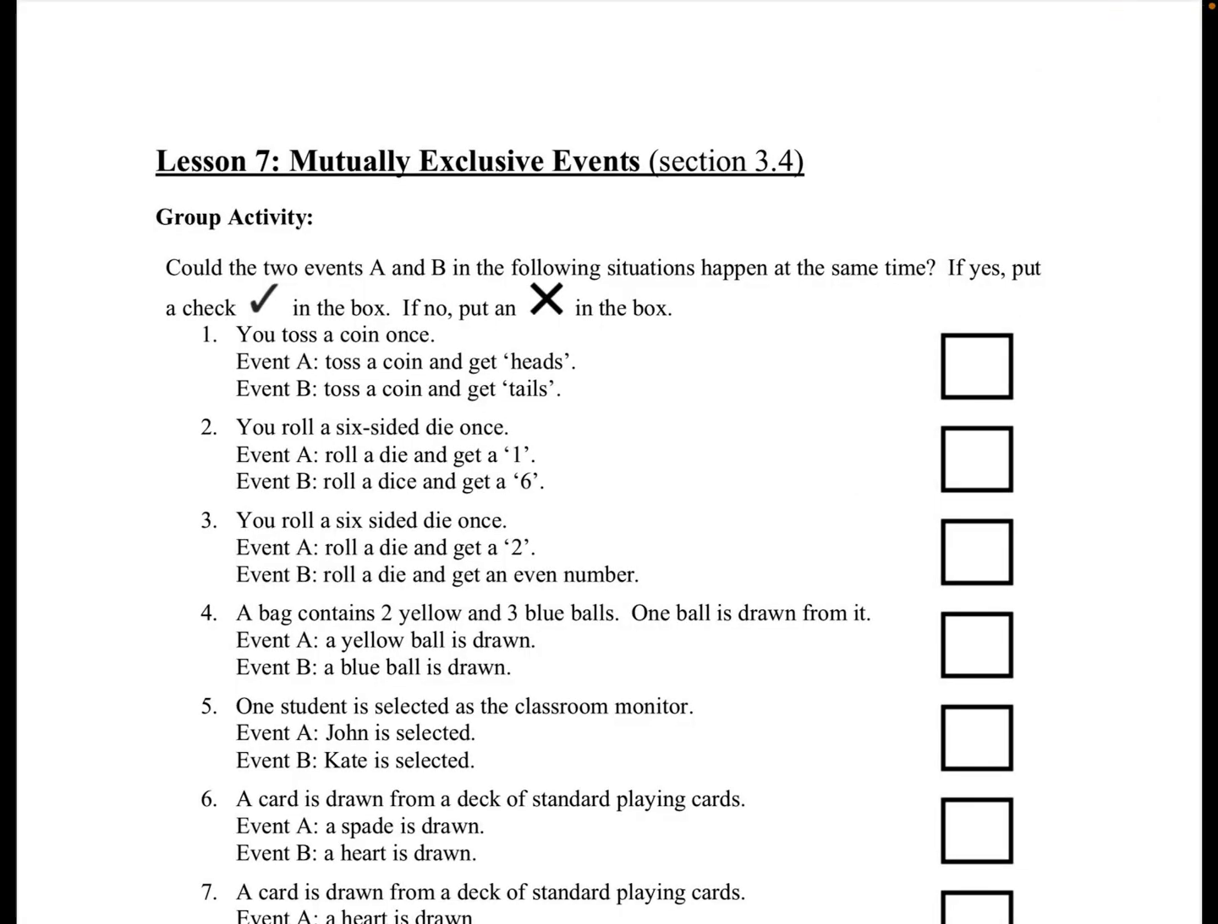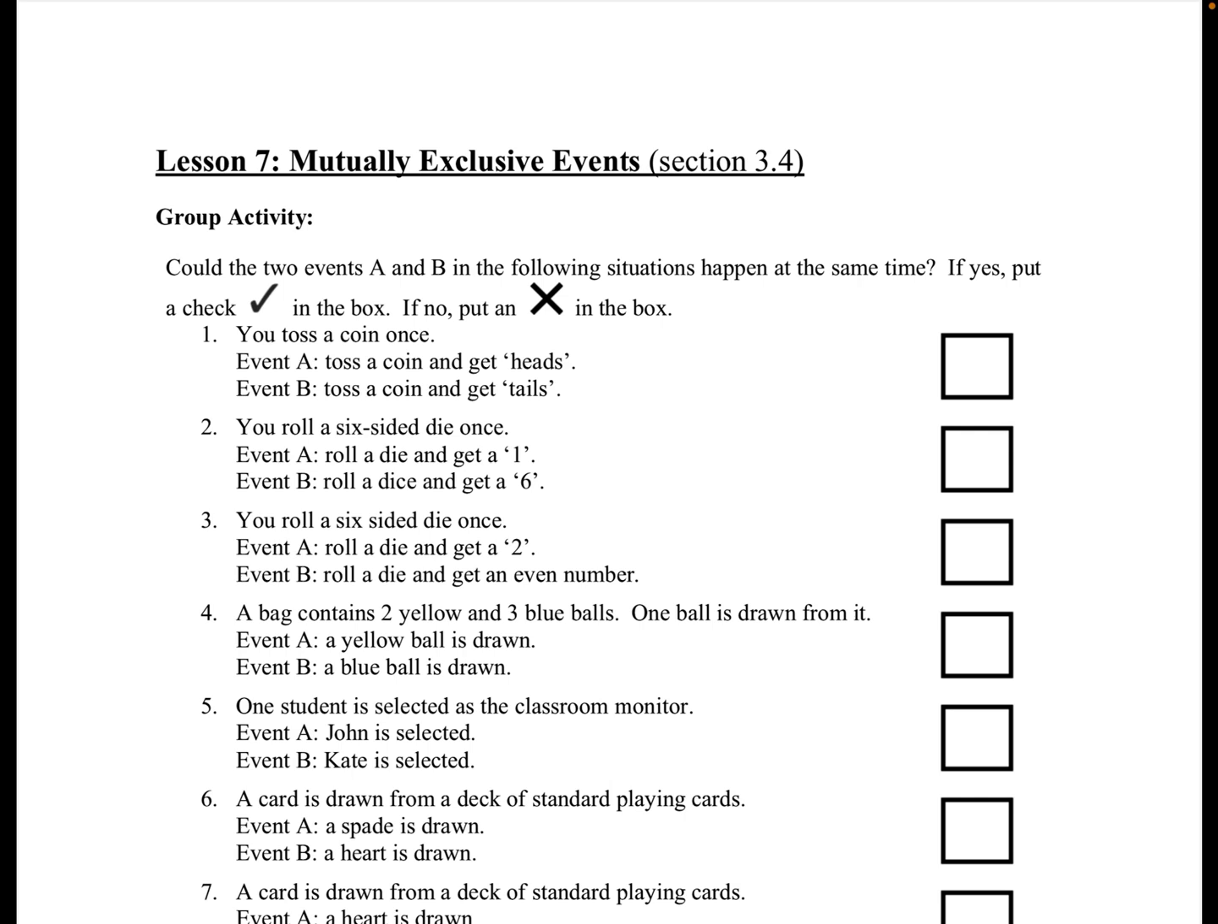All right, hello everybody. We're going to look at lesson 7 today, which talks about the probability of mutually versus non-mutually exclusive events. So we're going to talk in a minute about what that means to be mutually exclusive versus non-mutually exclusive. But before we do, we're just going to go through these few situations and discuss whether or not these events, event A and B, could happen at the same time.